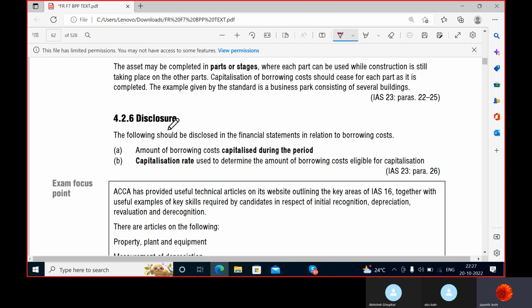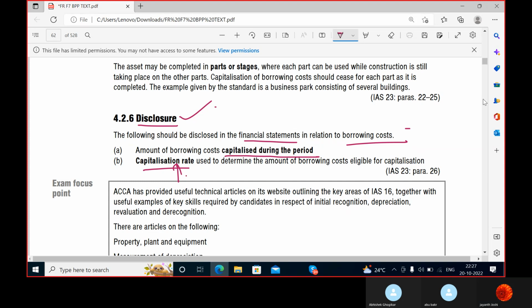You should also disclose all the requirements related to borrowing cost in the financial statement footnotes. That means how much money you have borrowed, what borrowing cost you have incurred and capitalized, and also the capitalization rate if there is a general pool of borrowing. That means 3 or 4 types of borrowings are there, so you have to do a weighted average and calculate that single rate. You should mention that single rate also, if you calculate it.